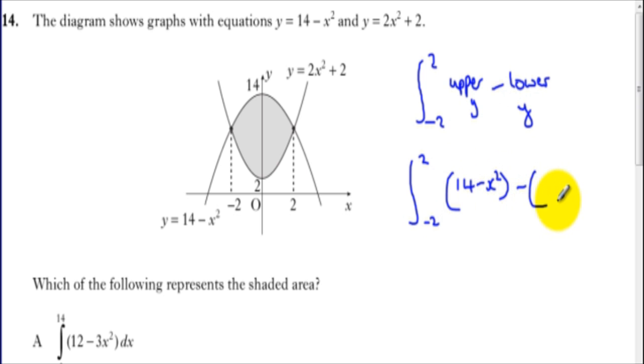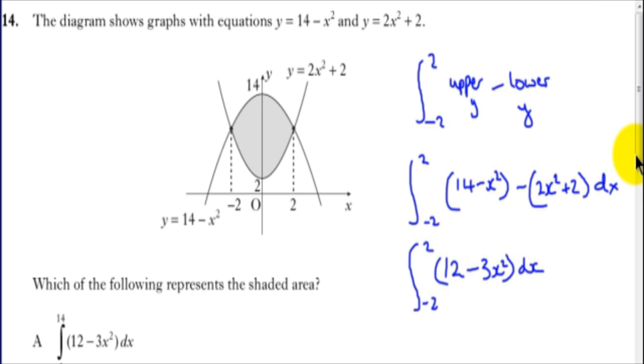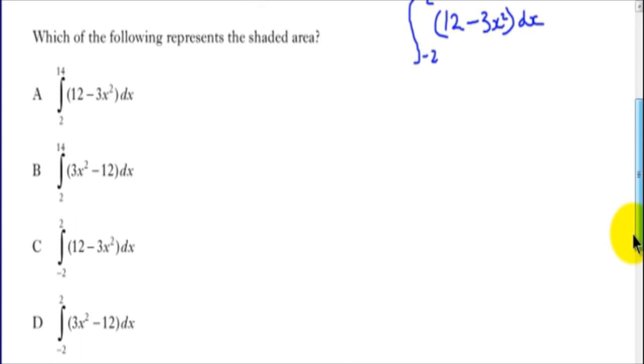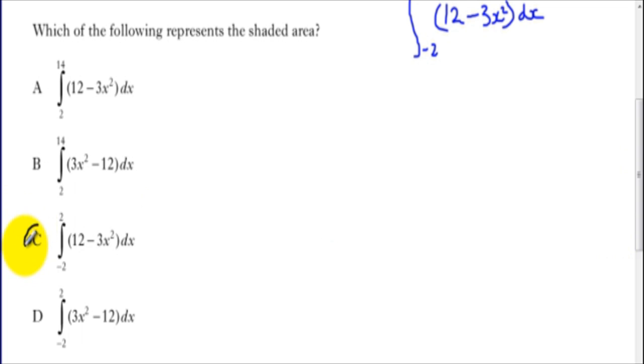The lower equation for y is y equals 2x squared plus 2. So 2x squared plus 2 goes in here. Now when we take the brackets away, we have got 14 minus 2, which is 12, and minus x squared minus 2x squared, which is minus 3x squared. And we see that this is answer C.